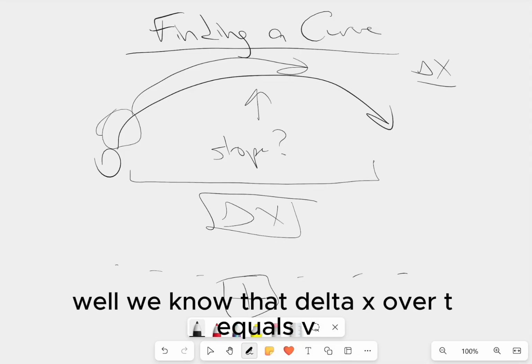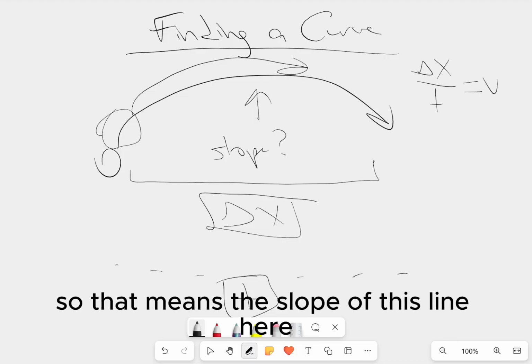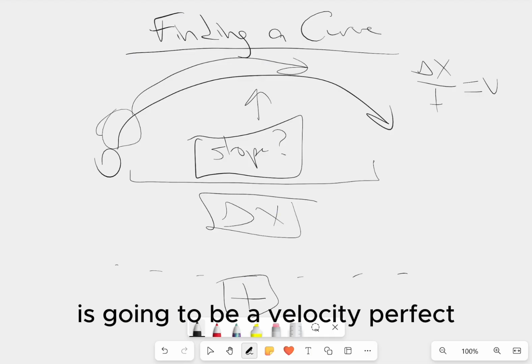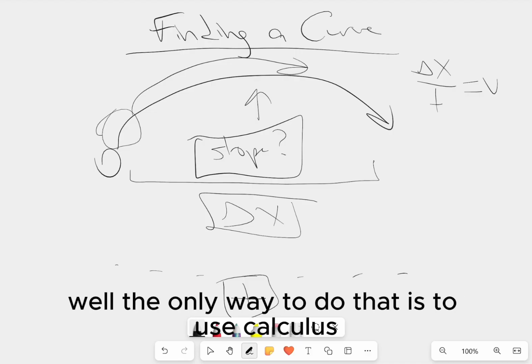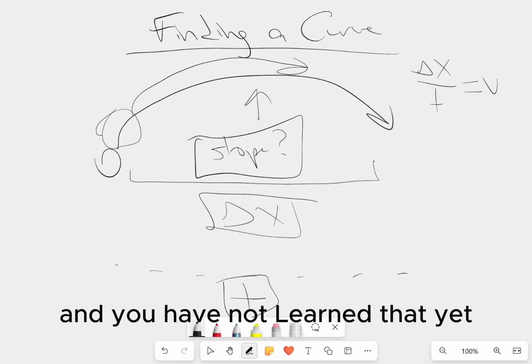Okay, so let's solve. Well, we know that delta x over t equals v. So that means the slope of this line here is going to be our velocity. Perfect. But then how do we find the slope of a curve? Well, the only way to do that is to use calculus, and you have not learned that yet.